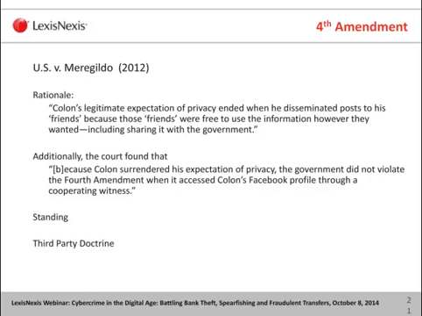Now, the government cannot just get your Facebook information through Facebook. They have to go through a process, which I'll talk about briefly. But if you either friend the government or the government friends your friend and finds information, there's nothing unconstitutional about that. You give up your expectation of privacy when you share all this information with other people. It goes on to say, Cologne surrendered his expectation of privacy. The government did not violate the Fourth Amendment when it accessed Cologne's Facebook profile through a cooperating witness.